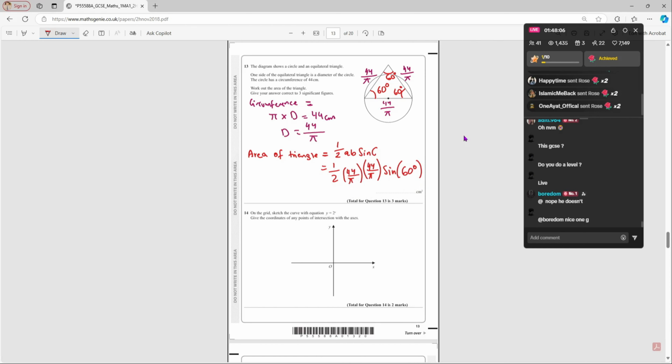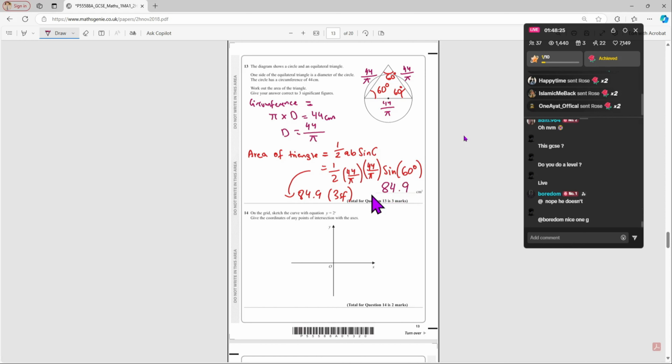So now, once we have done that, you're going to put this into your calculator. Then your calculator will give you an answer of 84.9. And I rounded that to 3 significant figures because that's what the question says. And that will be your answer, 84.9.